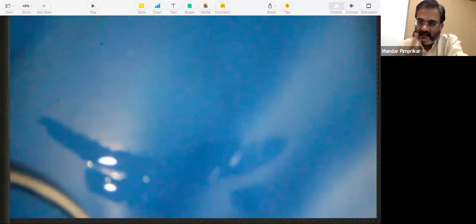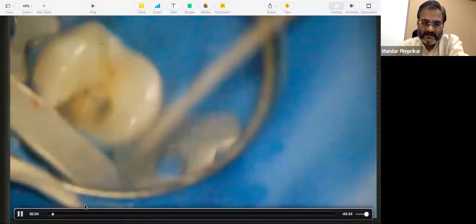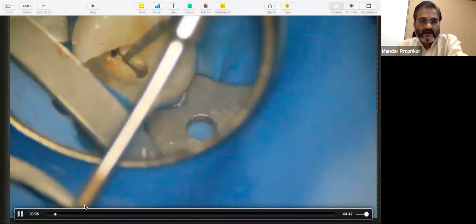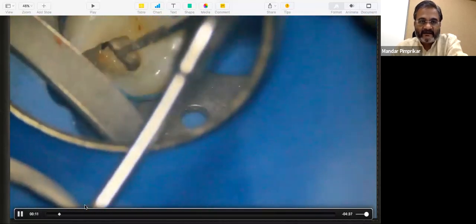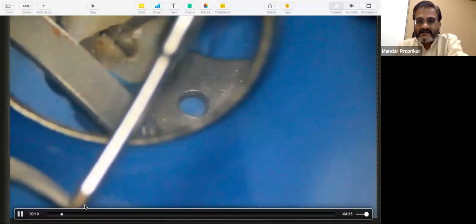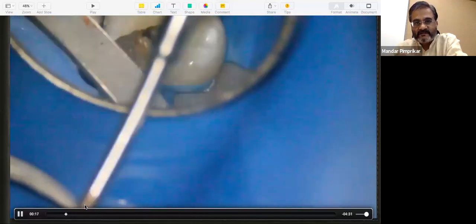So this is a clinical video where you will be able to see how it is actually done. Now this is a premolar. That's an ET18 tip by Satelec with a power setting of 3 on an ultrasonic. You just shape the isthmus.